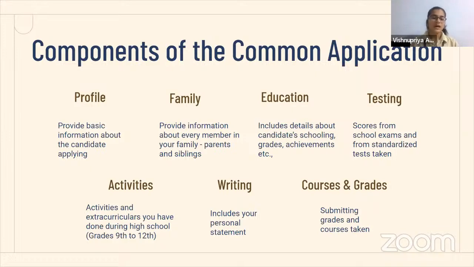Coming to activities and extracurriculars which have been done during high school, so 9th to 12th. This section is particularly important because it gives the student a chance to showcase whatever they have been doing or what they can do outside of academics. It is a big place. It has 10 blanks that can be filled, 10 activities that can be listed, and it can range from art and music to being a leader in the school cabinet, being head boy, head girl, starting a book club, doing volunteering. It can be anything and everything.